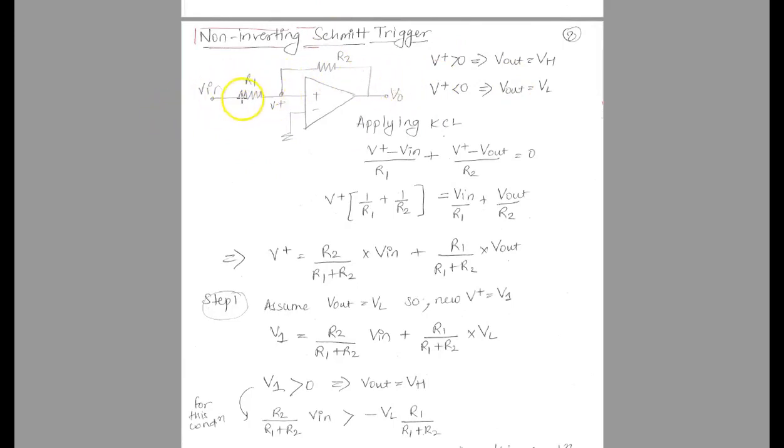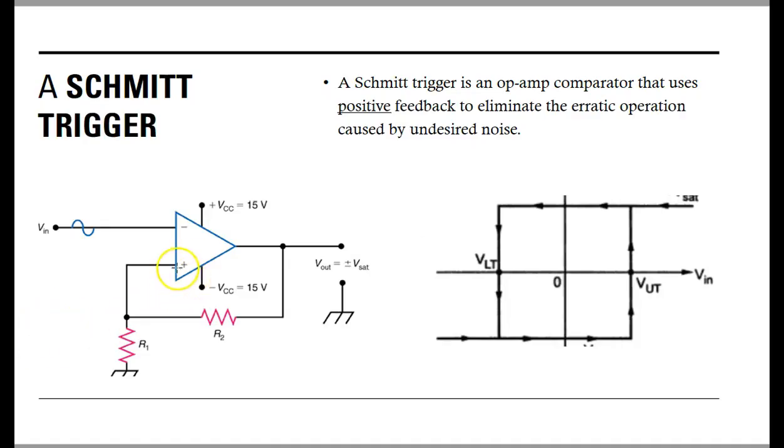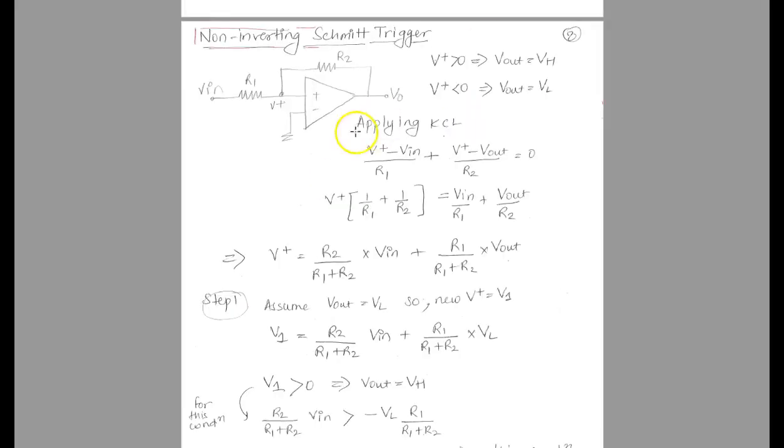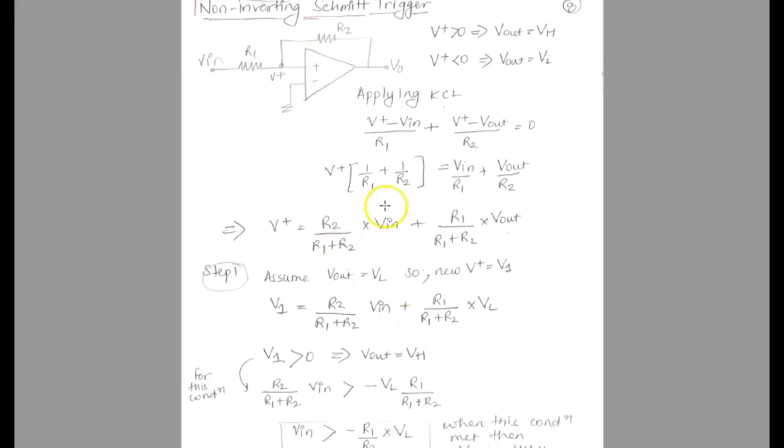The only difference is that we are naming this one R1 and R2, and it's going to the positive terminal. Here also we have named R1 and R2, so it's pretty much the same. Then let's quickly do this derivation. If V positive is greater than 0, then the output voltage is going to be high, and if V positive is less than 0, then the output is going to be low.